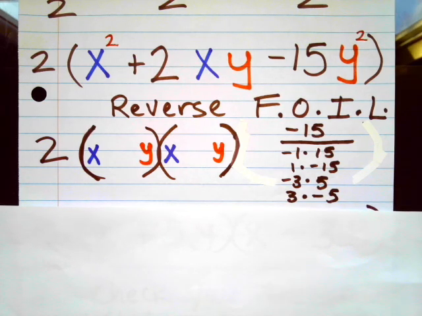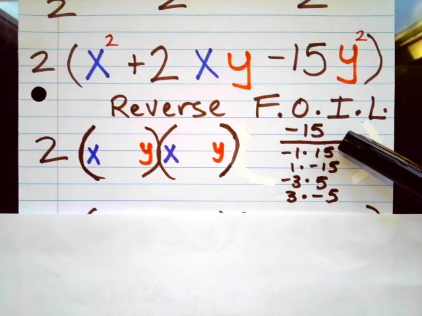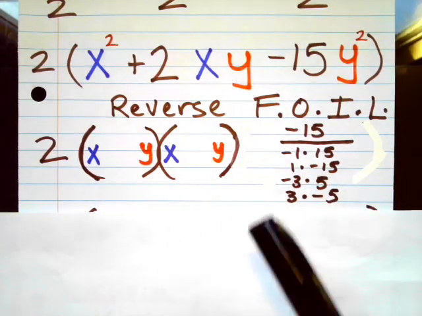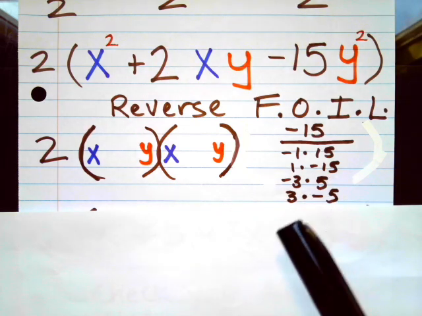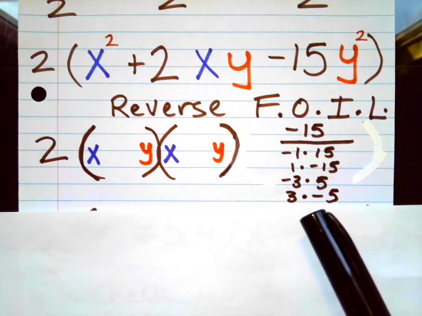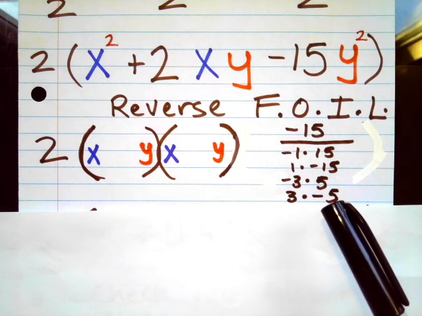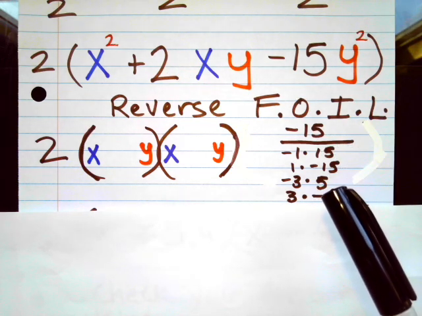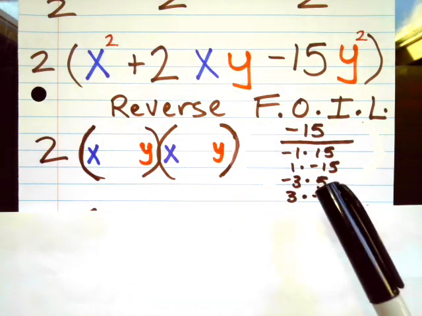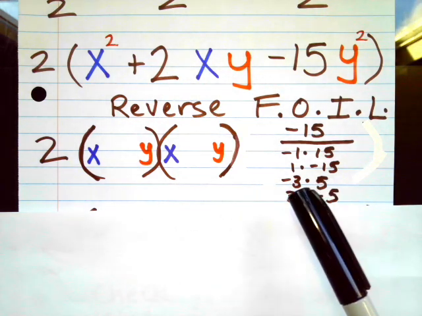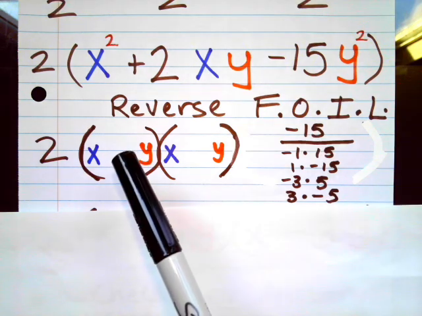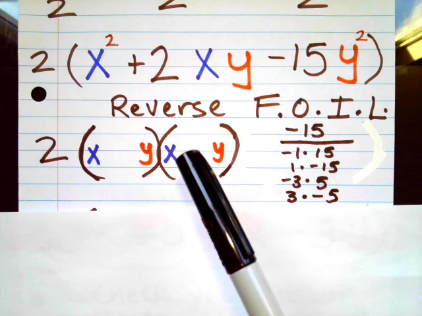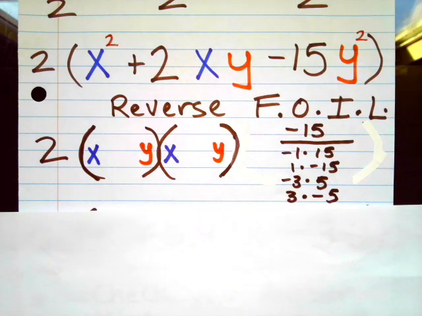Let's see here. I have my factor tree at negative 15. Negative 1 times 15 is negative 15. 1 times a negative 15 is negative 15. Negative 3 times 5 is a negative 15. And 3 times a negative 5 is negative 15. Which one of these will add up to a positive 2? Well, negative 3 times a positive 5. So I'm going to place the negative 3 inside one parenthesis and a positive 5 in the other parenthesis.